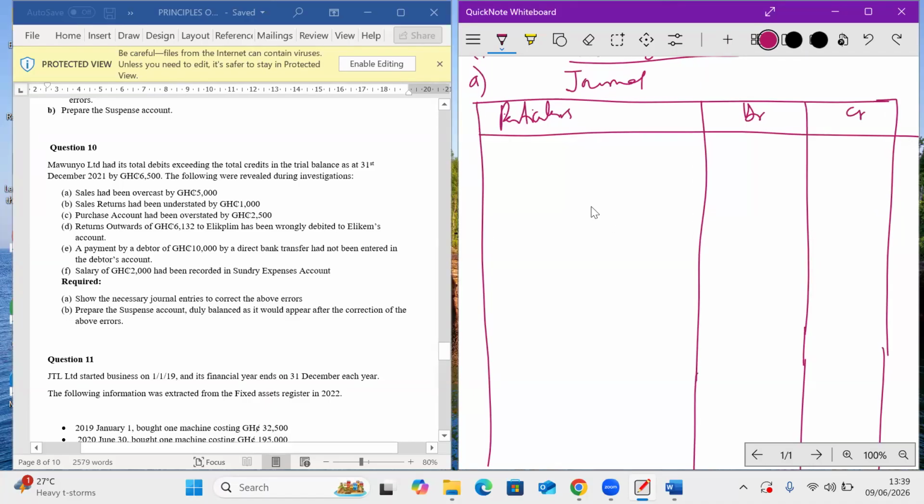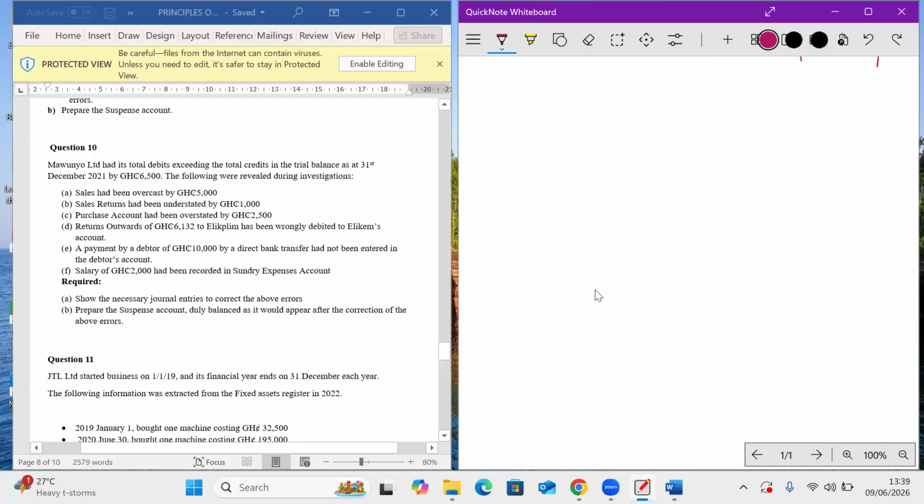So particulars, debit and credit, use pen to write. The table, use pencil. Then write your Ghana cedis under debit. Write your Ghana cedis under credit. So you are going to start. When that is the A, calm down. You can go to the next page of your marking script. Let me write it here. B. What is the B? Prepare the suspense account. So you do your T account.